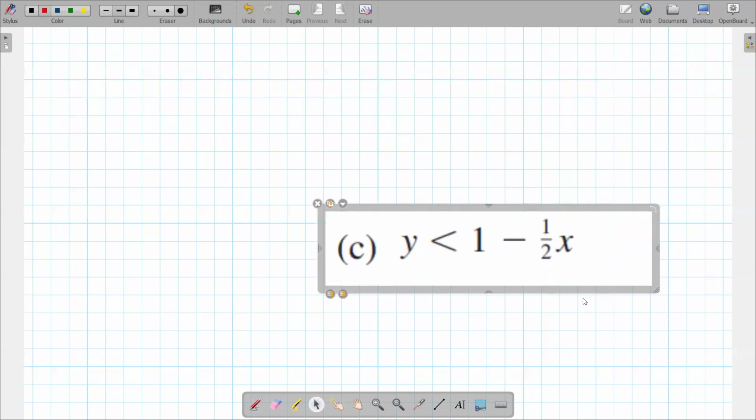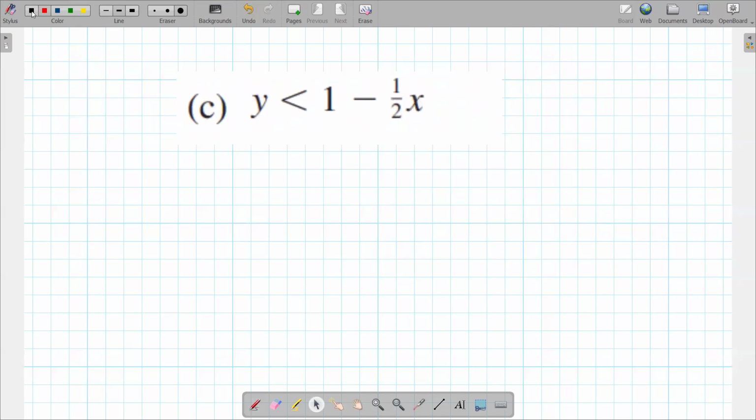Okay, this one's very simple. So you have a straight line. You know the y-intercept is 1. What's the slope?